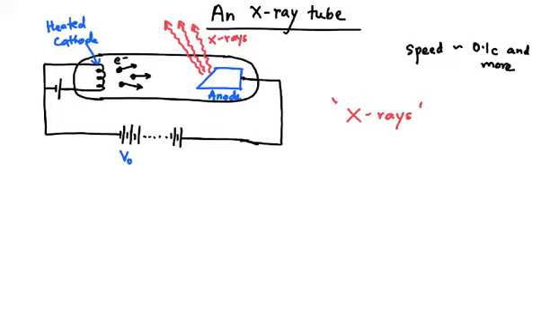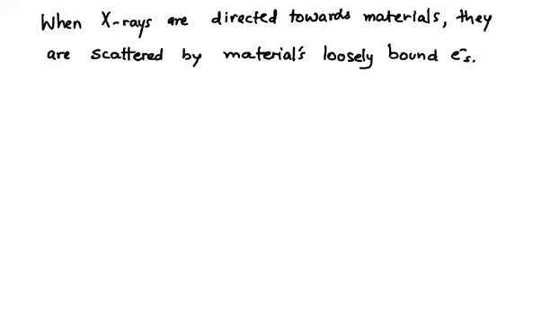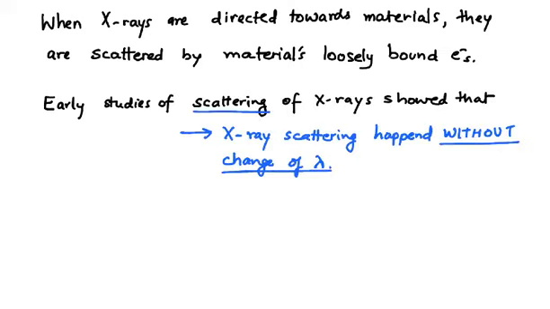Unable to identify this radiation, he gave it the name X-rays. Now, the ability of these X-rays to penetrate solids of low density was put to medical use within a few months of their discovery, but the problem of identifying what X-rays really were took longer. Now, using these X-rays, Compton did the experiment. When X-rays are directed towards materials, they are scattered by the materials' loosely bound electrons.